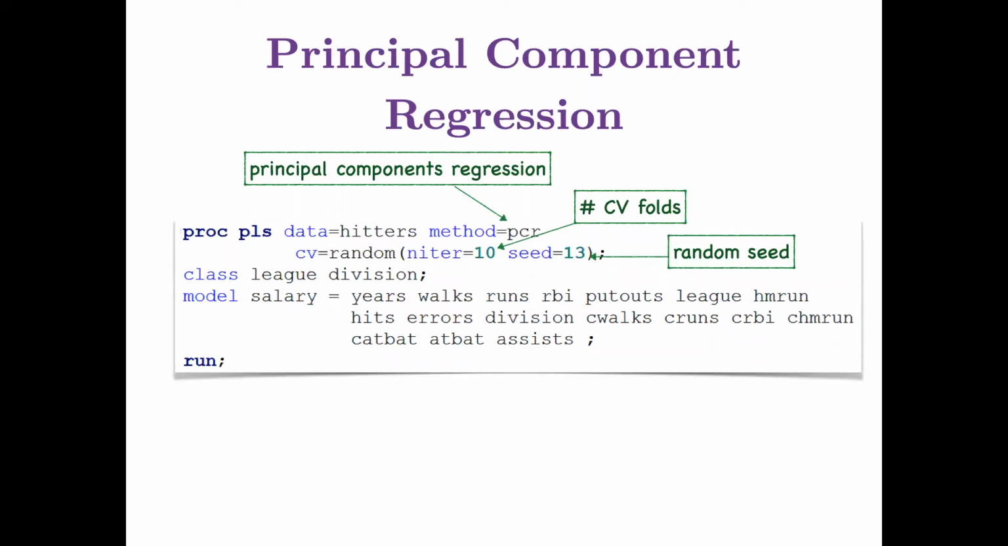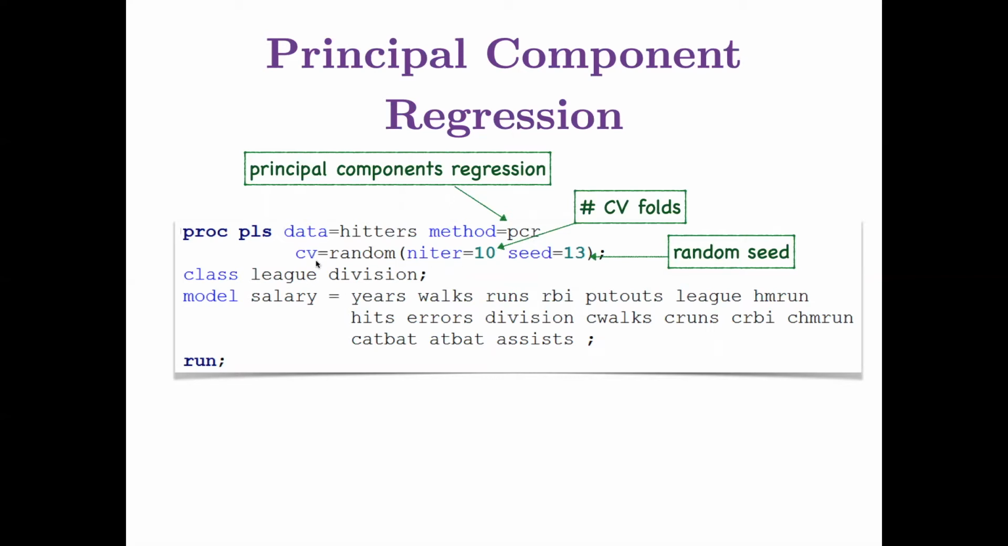To do principal component regression, we're going to use PROC PLS. Now we could just use PROC REG and put in the principal components that we compute from PROC PRINCOMP. The reason I'm using PROC PLS is because it will do that substitution math for us. It will also do the cross-validation for us. So when I put the method as PCR, that specifies, just put principal components into regression.